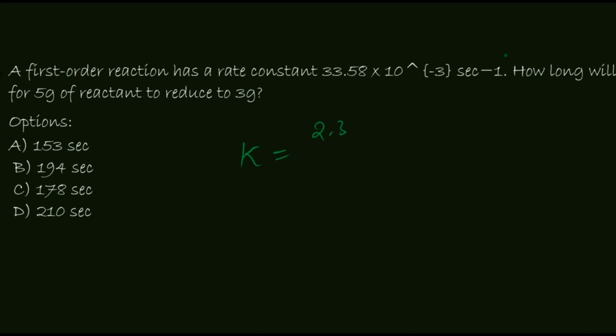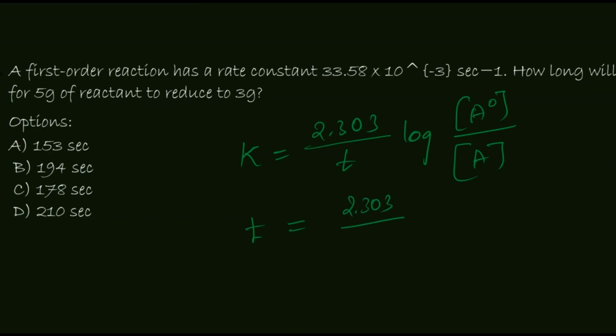We know k is equal to 2.303 by t, log of A naught by A, the concentration. So just substitute the values over here. The time we have to find: t equals 2.303 by k, which they have given as 33.58 into 10 to the power minus 3, times log of 5 by 3. Upon solving, you must end up with 178.